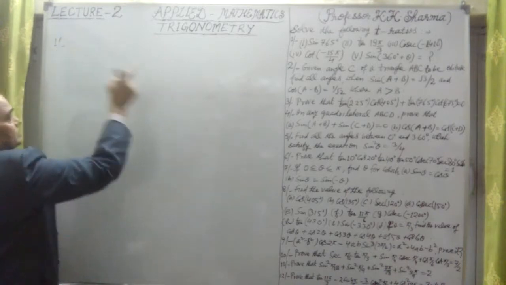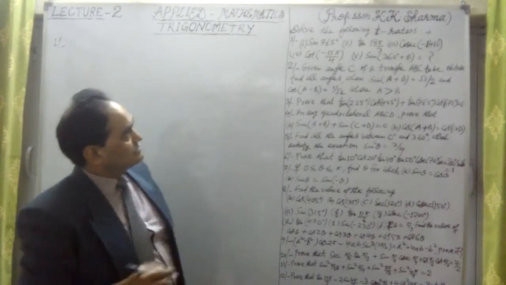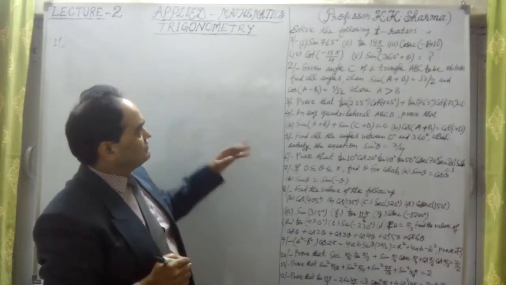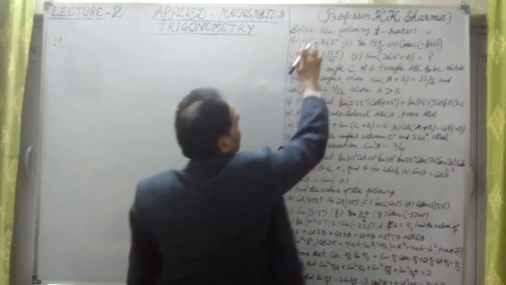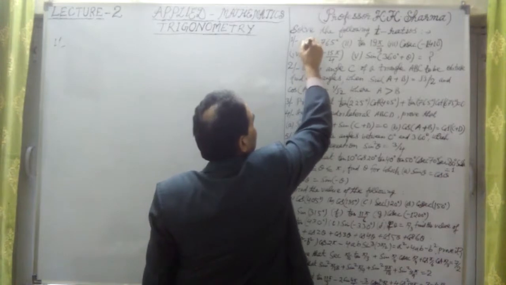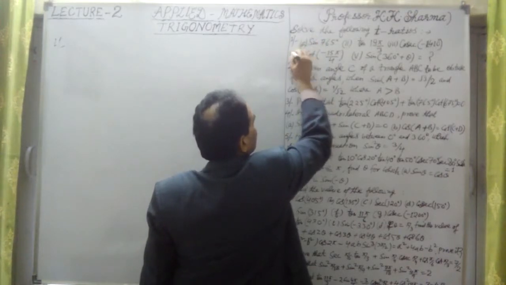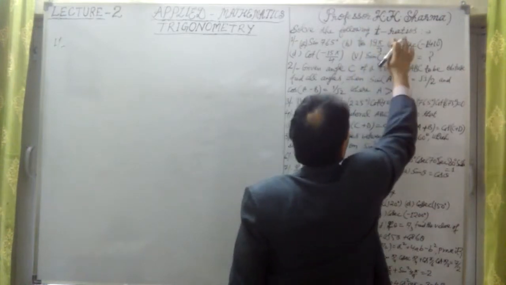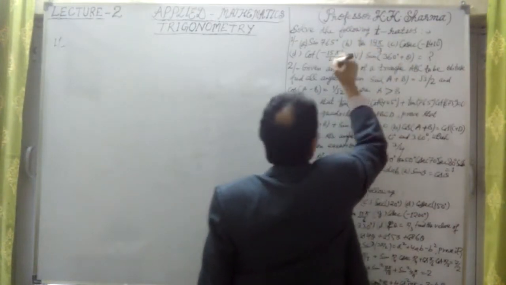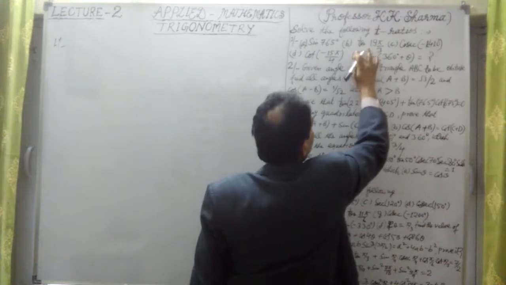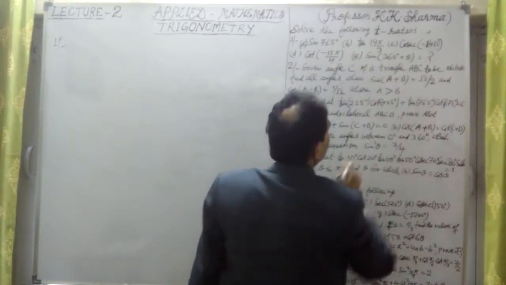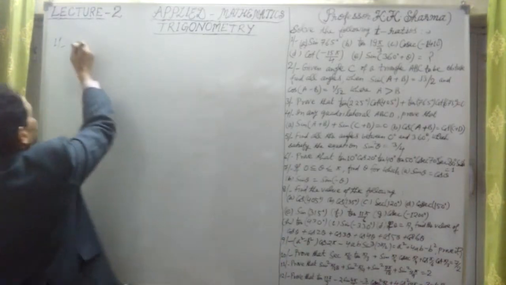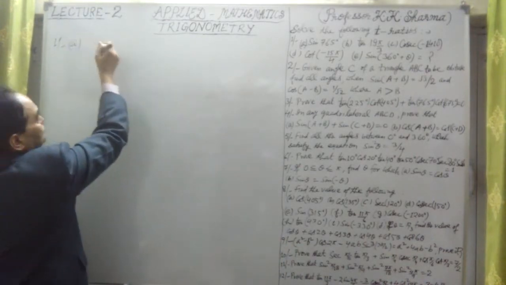Solve the following trigonometric ratios, which are written down here. All the functions are there, and the parts are labeled A, B, C, D. Let me take the first part, A, of question number 1.